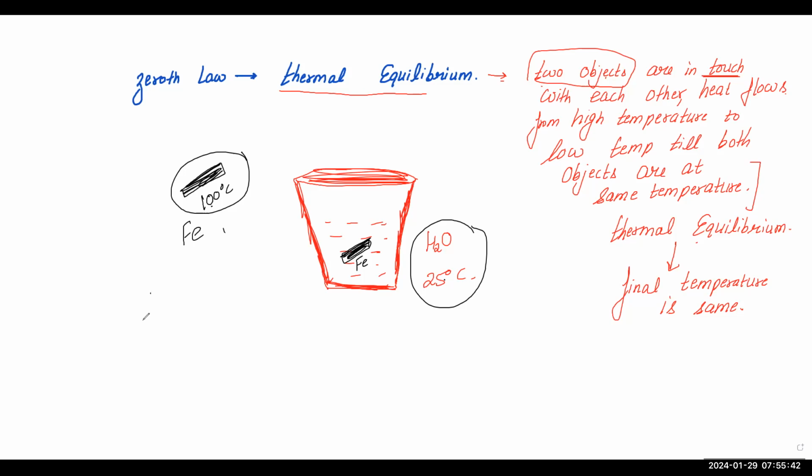So heat flows from iron to water. Reason? This is the reason. Heat flows from high temperature to low temperature. That you know very well. You have experienced it in your daily life. You touch any hot object, you can see how the heat starts flowing very fast in your body until they reach the same temperature.